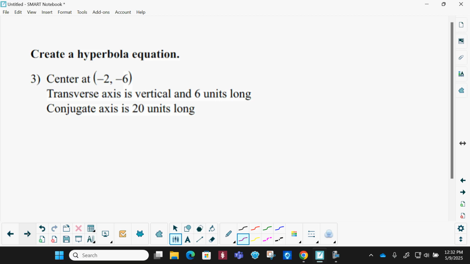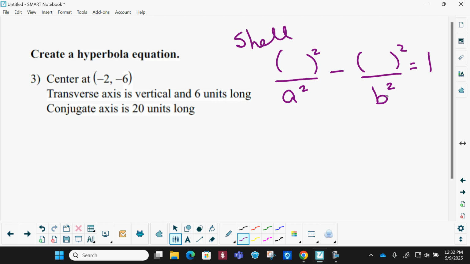Okay, create a hyperbola. A hyperbola is the one with the minus sign. And what we have to be aware is A is always first. Okay, so here is what I like to call the shell of the graph equation. Okay, so transverse is going to be my vertices. Vertical meaning y. We're going to take this and divide by 2. So my vertices is A, so A is 3.